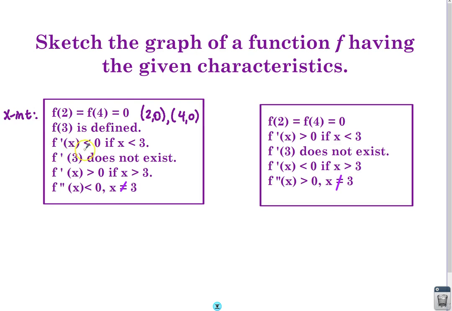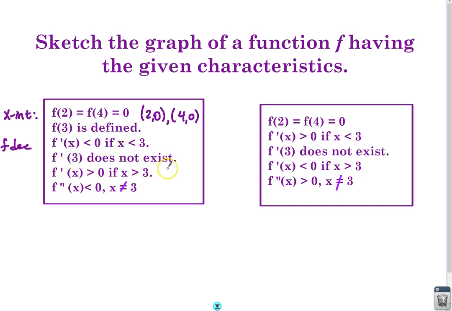f prime of x is less than 0, or f prime of x is negative, if x is less than 3. So when the derivative is negative, that tells us that f is decreasing. So a function is decreasing when x is less than 3. Okay?